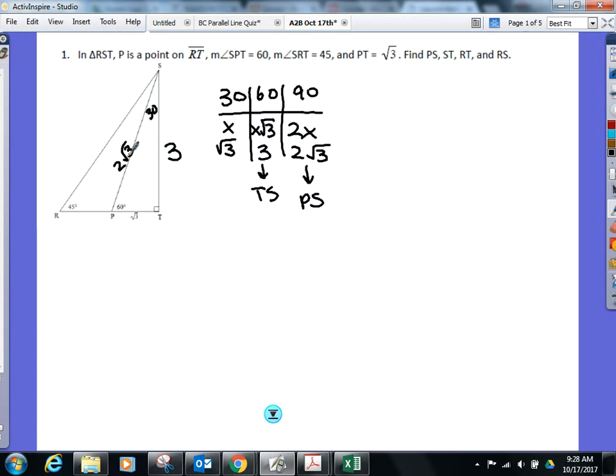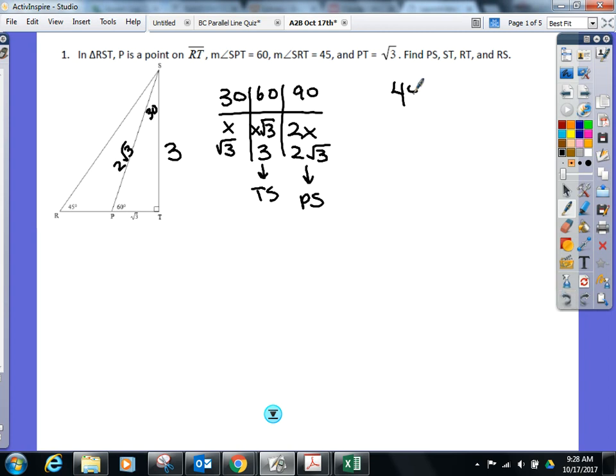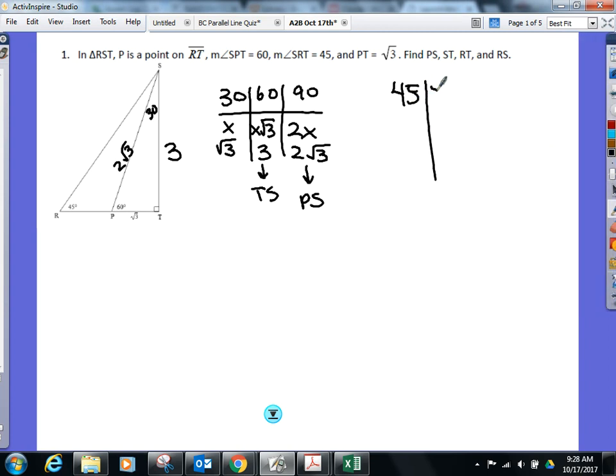Do you notice any other special triangle up there? My 45, 45, 90, yes? Not 44. How about 45? Name the triangle that's a 45, 45, 90. Triangle RST. So I should only be looking at sides in RST.